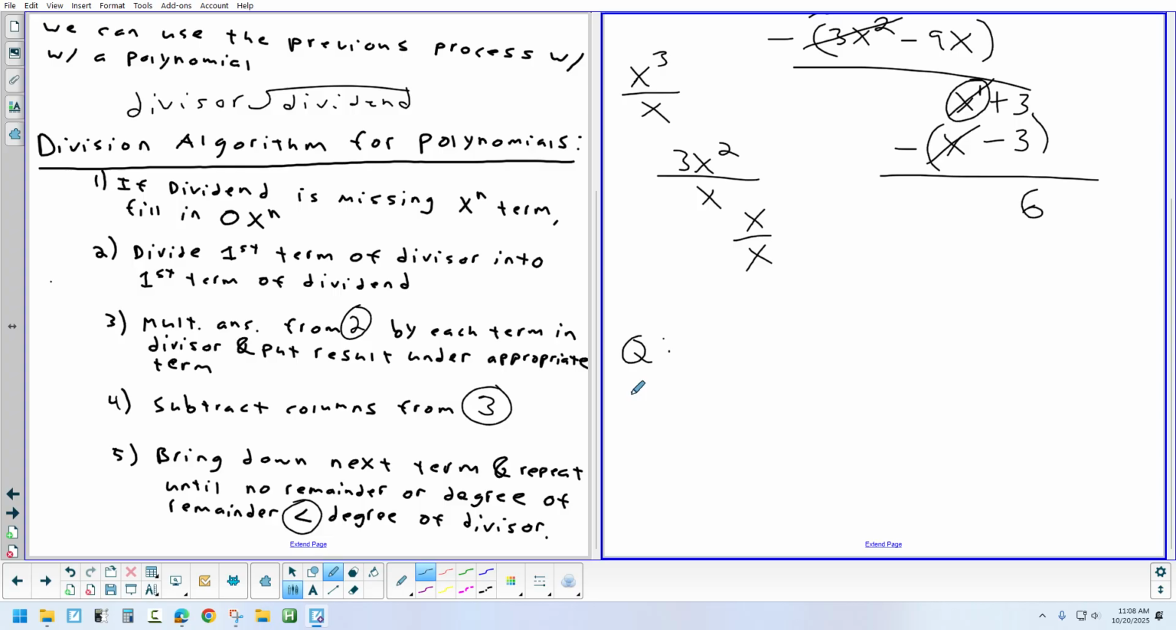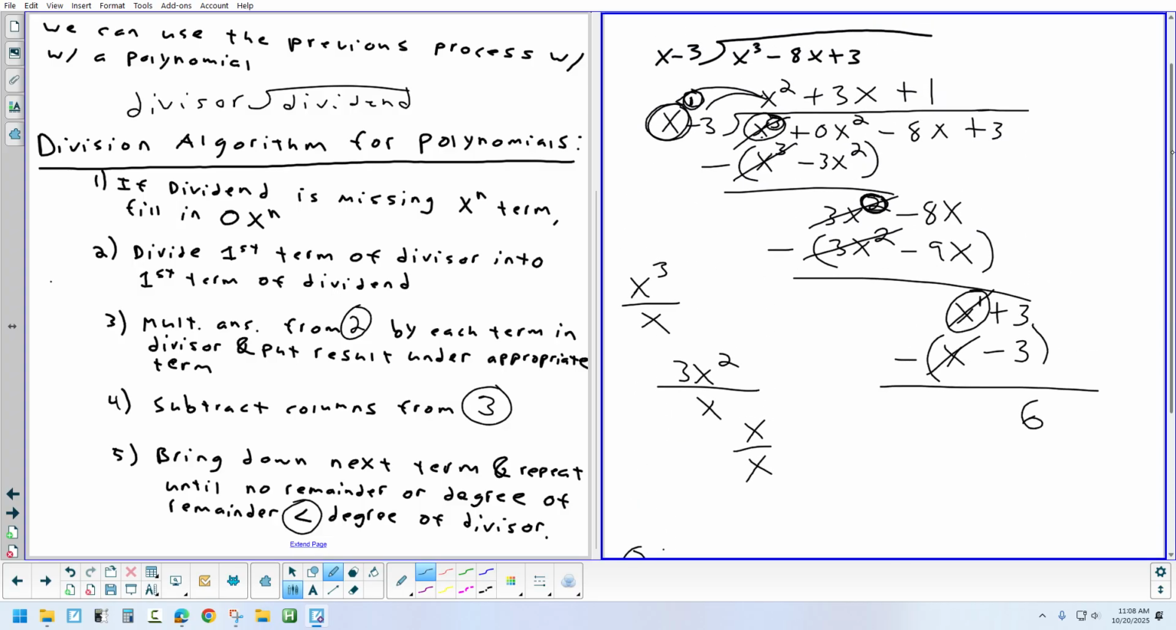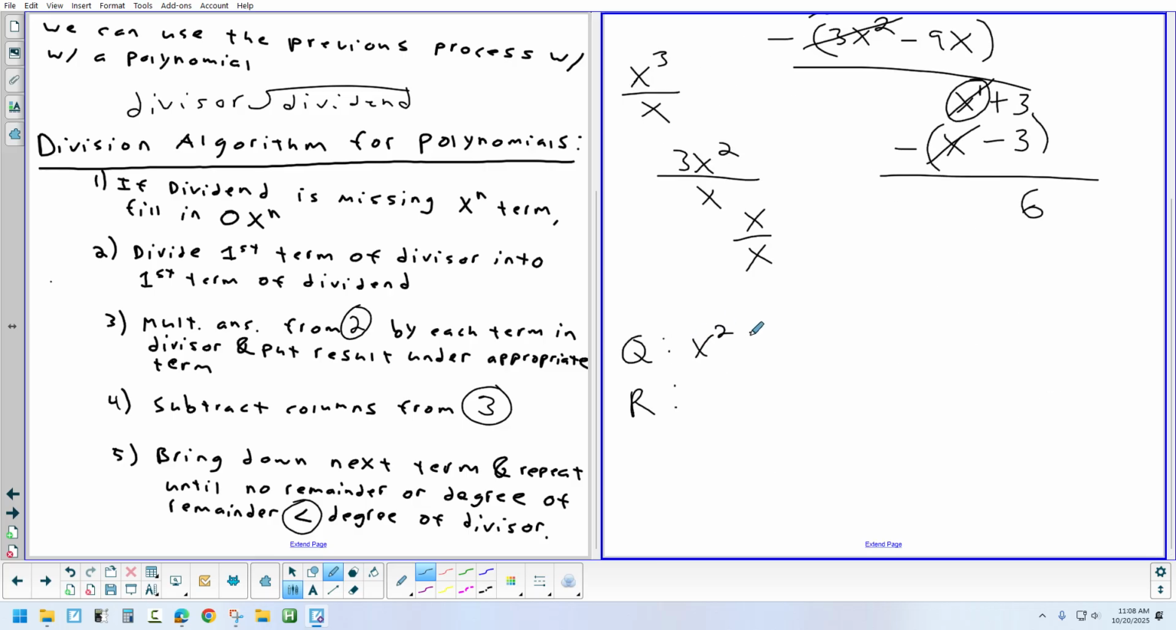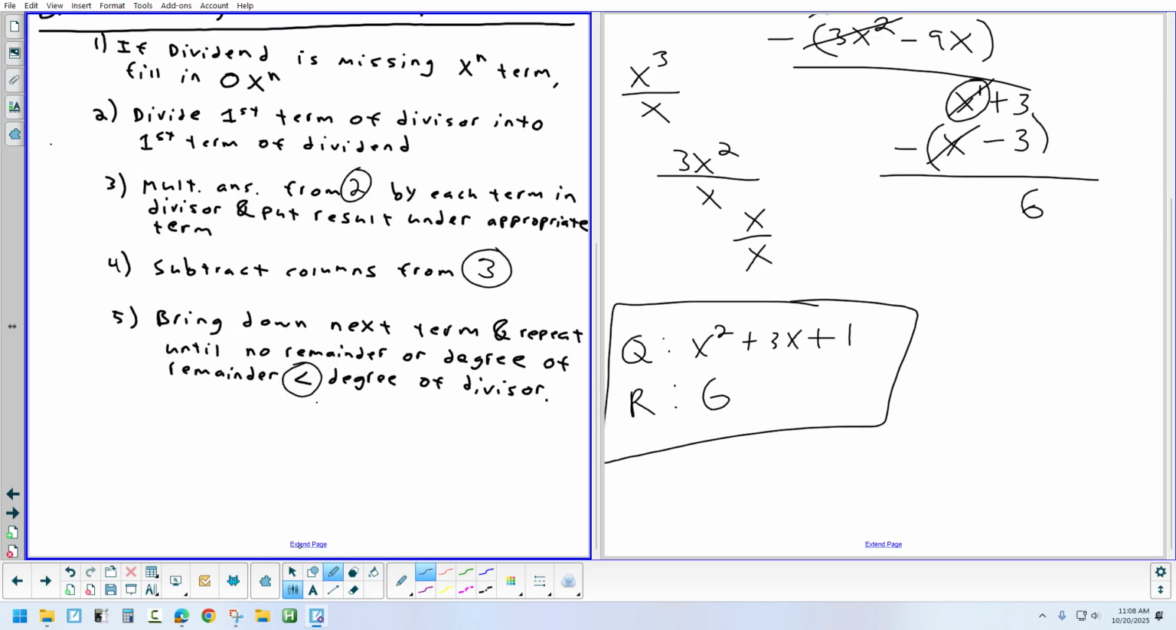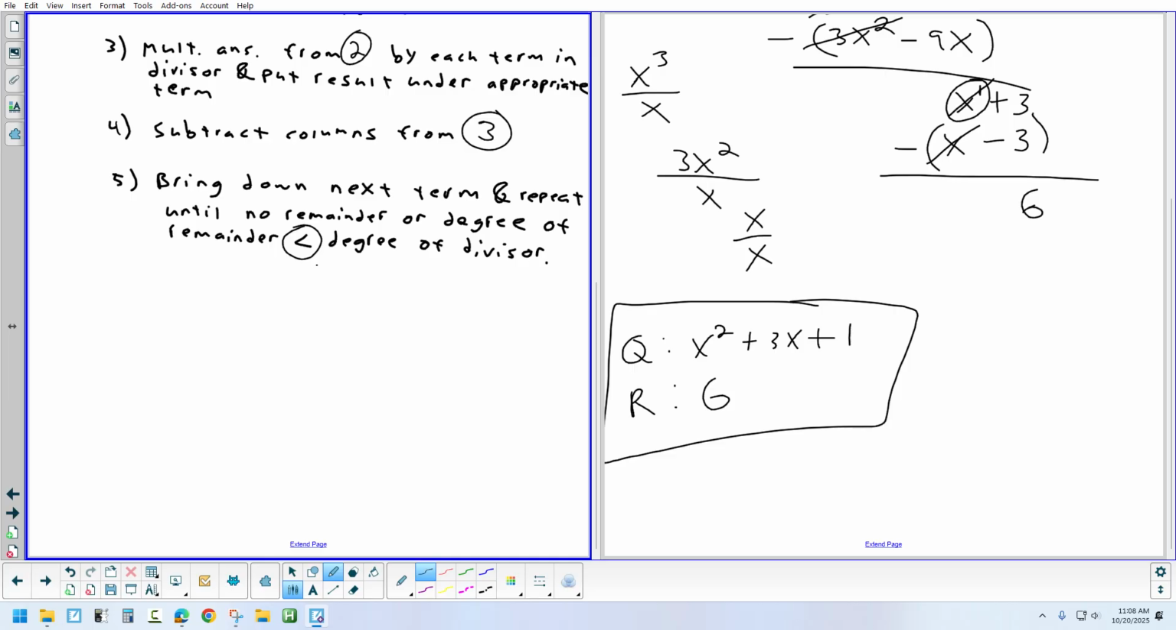Okay, so there's a couple ways we can write our answer. We can do quotient and remainder. So the quotient is x squared plus 3x plus 1, and the remainder is 6. Or you can write the answer the same way you learned how to do it when you do long division with numbers. If I did 13 divided by 5, what's the quotient? 2. And what's the remainder? 3.